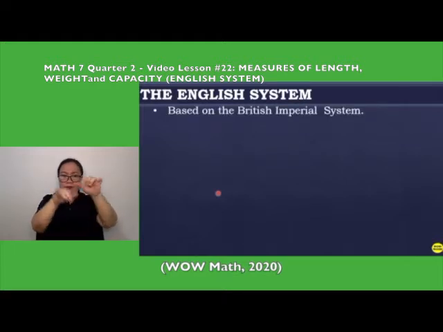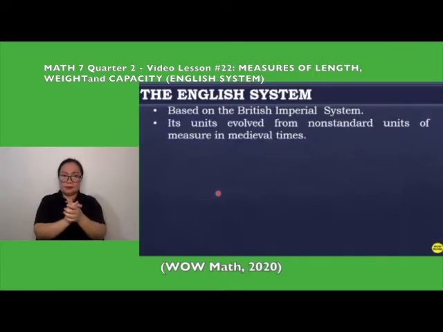So, the English system. It is based on the British Imperial System. Dun nakabase ang English system. Actually, meron tayong mga ginagamit na units sa English system. So, dito pumapasok yung its units evolved from non-standard units of measure in medieval times.